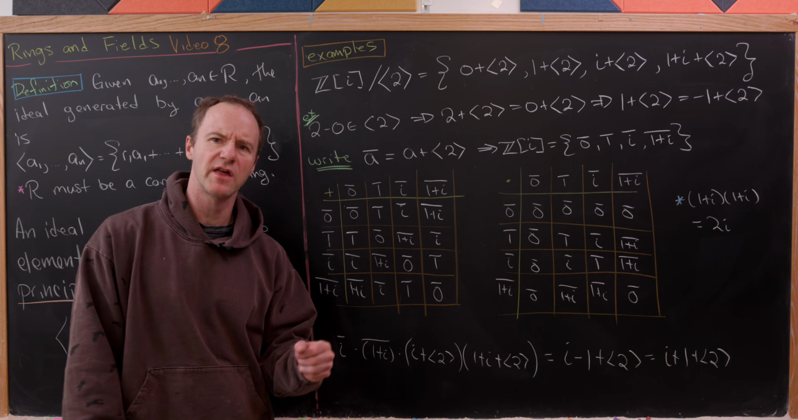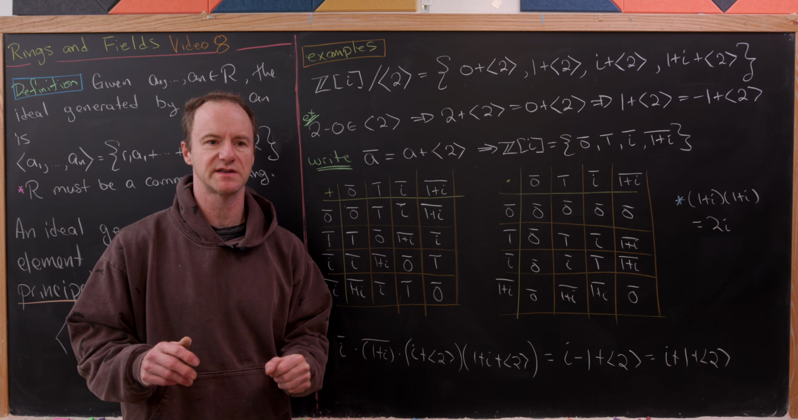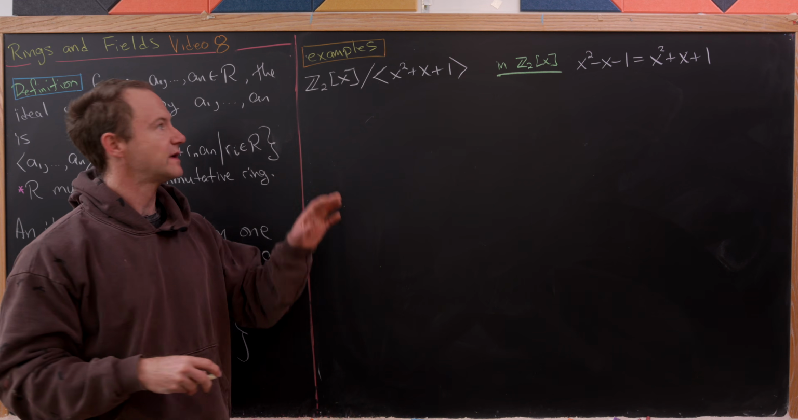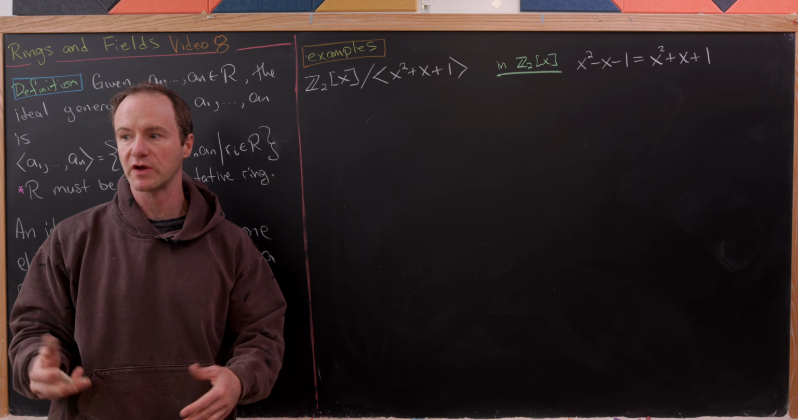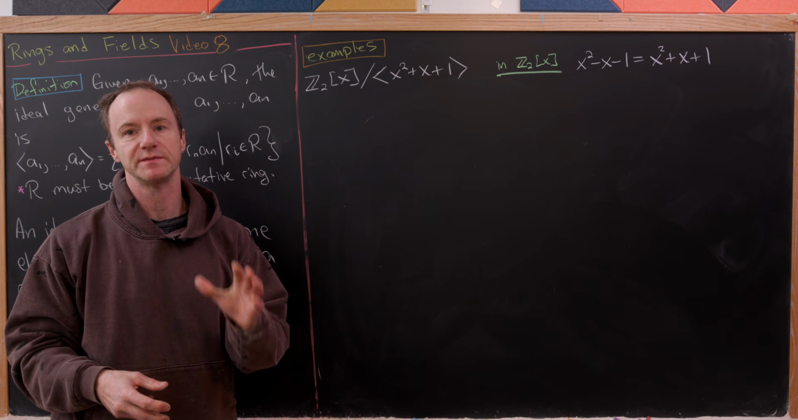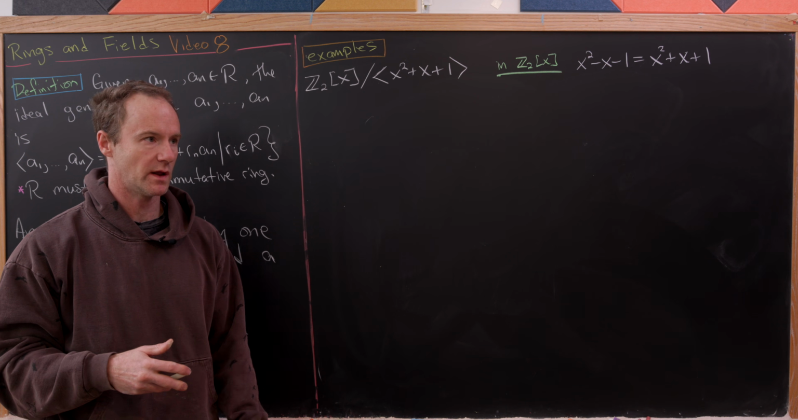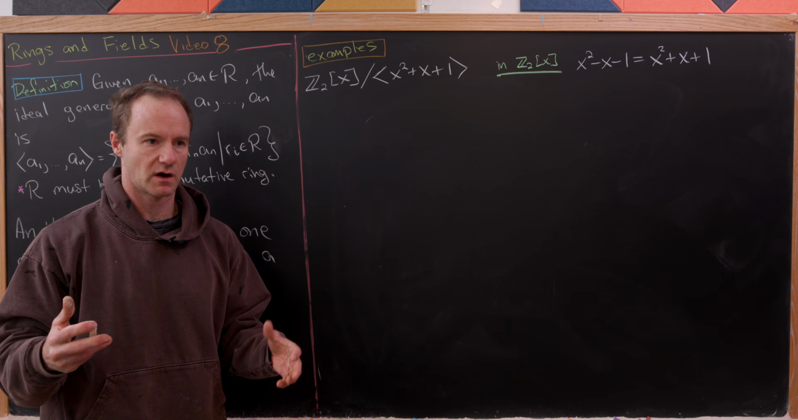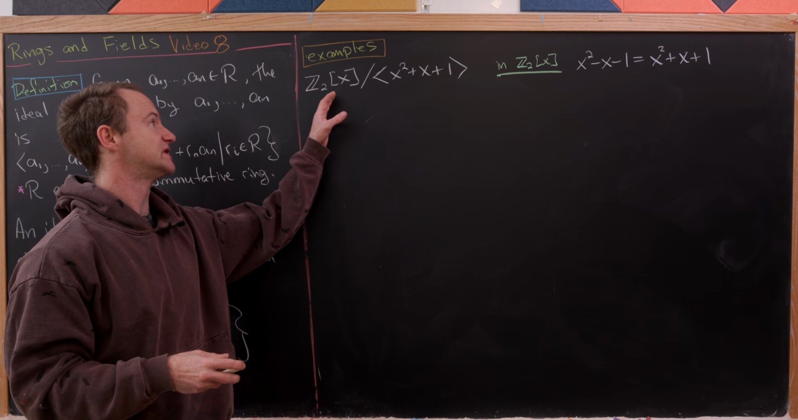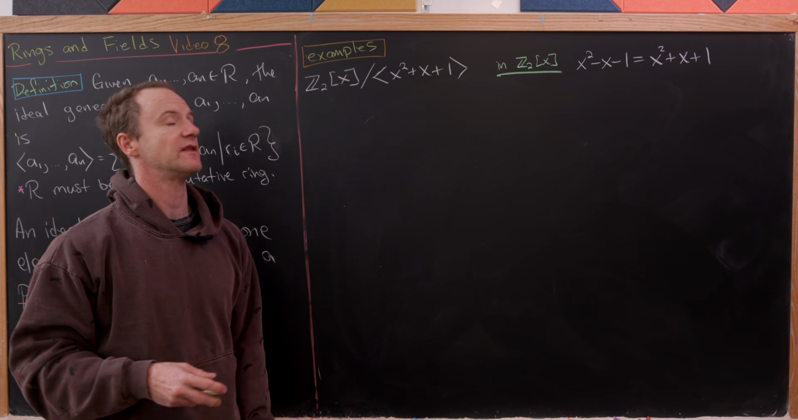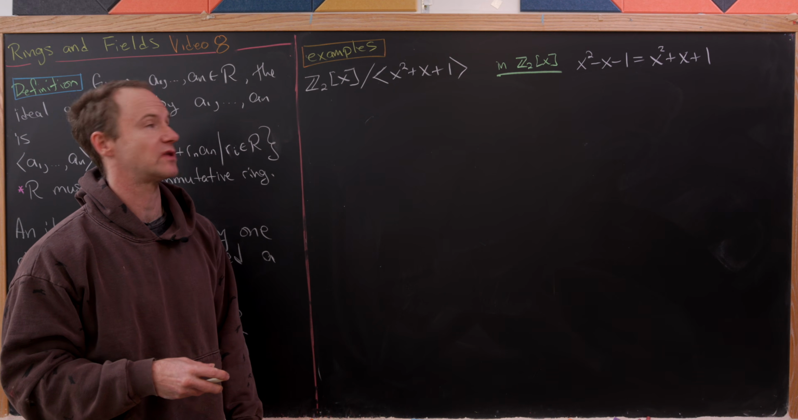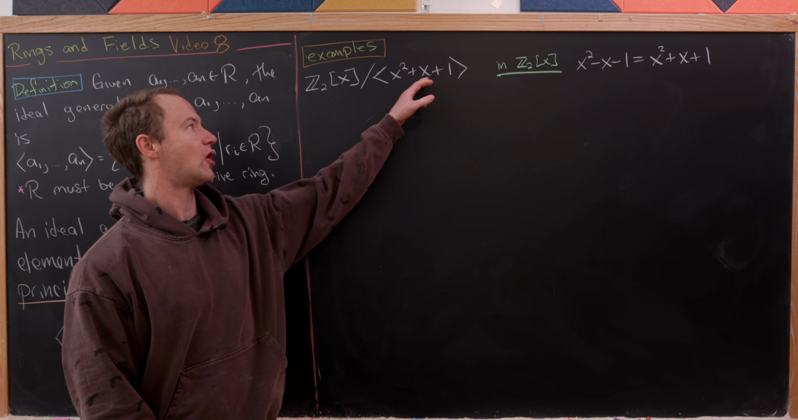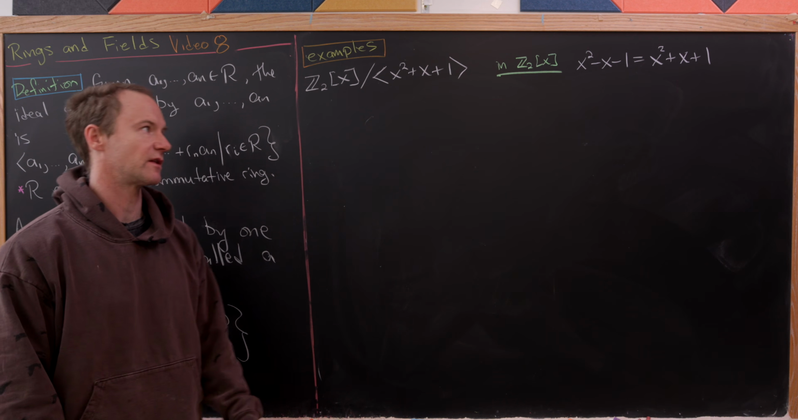Okay, so let's look at another nice example before we look at some classic results. So now let's look at Z2 adjoin X. So that's going to be polynomials where the coefficients come from Z2, so that's either 0 or 1, and then the operations are modulo 2. Okay, so Z2 adjoin X mod the ideal generated by this polynomial x squared plus x plus 1. So that's just all polynomial multiples of this polynomial.